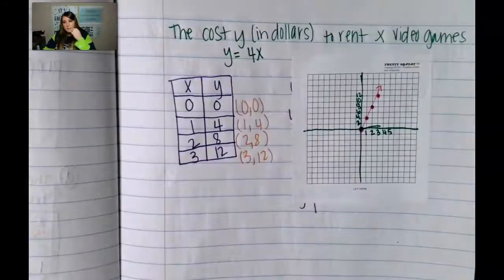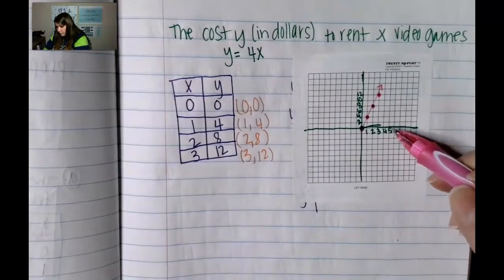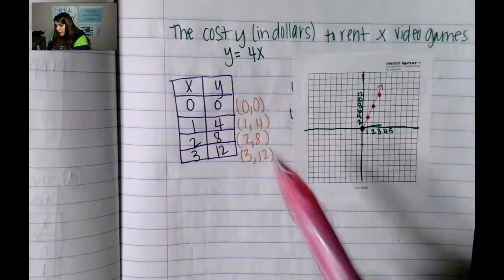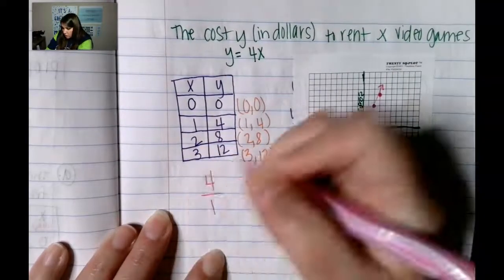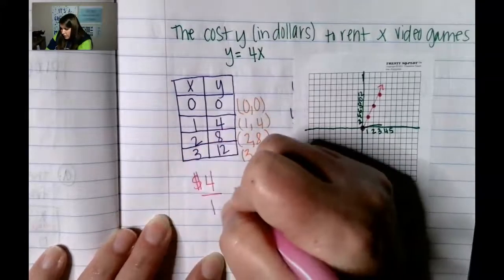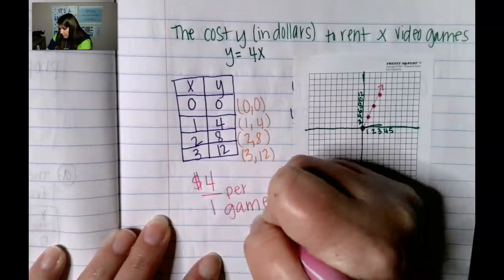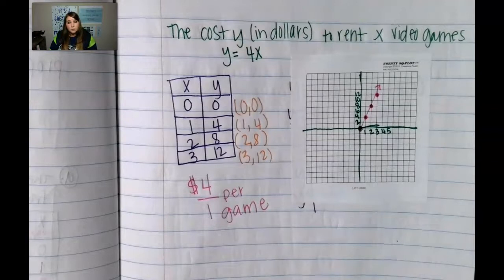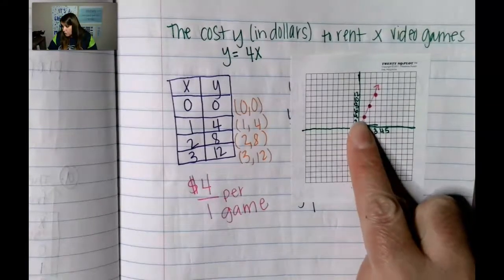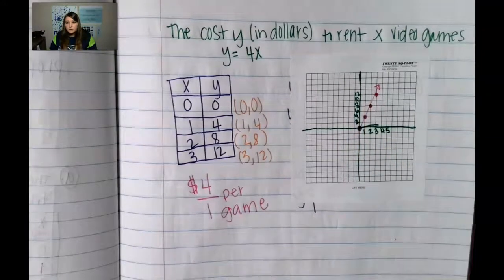Okay, so this means that for every video game, it costs me $4. So the slope is 4 over 1, or $4 per 1 game. That is how we interpret the slope, or the constant of proportionality. It's 4 over 1. Okay, so up 4 over 1, up 4 over 1, up 4 over 1.